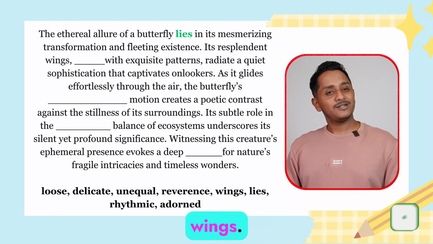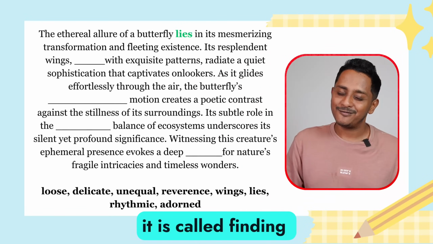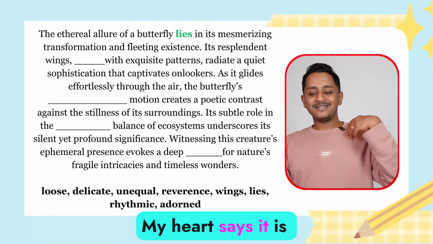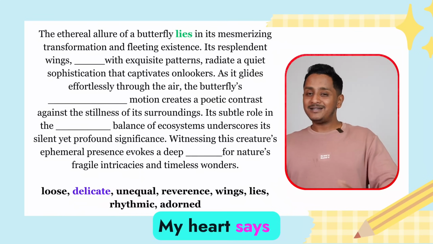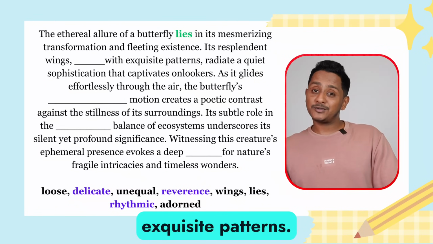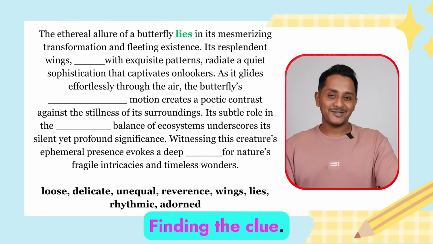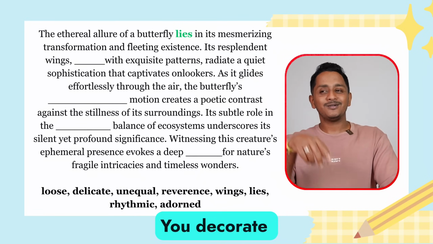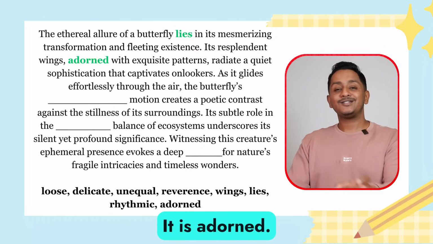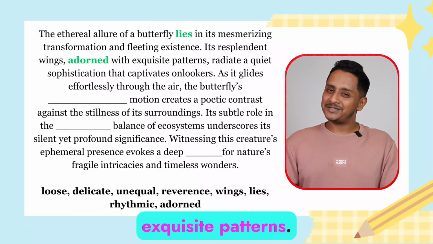Now it's pure context. It's resplendent wings. Now you have to find the clues. Hope you're getting it. If you're making a mistake here, it's called a finding-the-clue mistake. You don't go with your intuition. My heart says it's delicate with exquisite patterns. My heart says reverence with exquisite patterns. My heart says rhythmic with exquisite patterns. Understand? It's all about finding the clue. It says the patterns. You decorate something with a pattern. Decorate, another synonym is adorn. Its resplendent wings adorned with exquisite patterns.